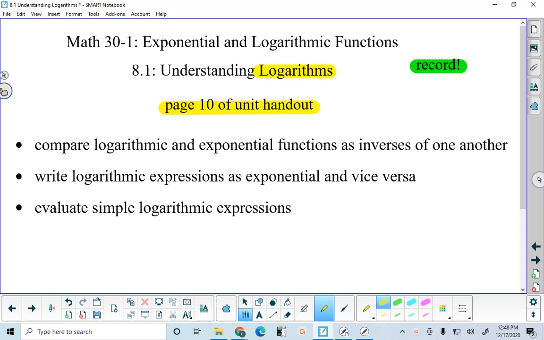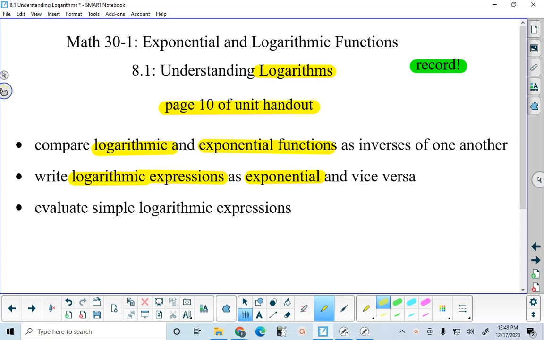So this is an introduction to what are called logarithmic functions, and it turns out that logarithmic functions and exponential functions are related to each other. I will tell you right now, they're inverses of each other. But there's another way to look at a logarithm as opposed to an exponent, and that's to take a logarithmic expression and write it as an exponential expression.